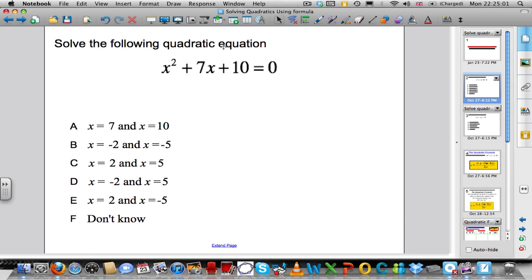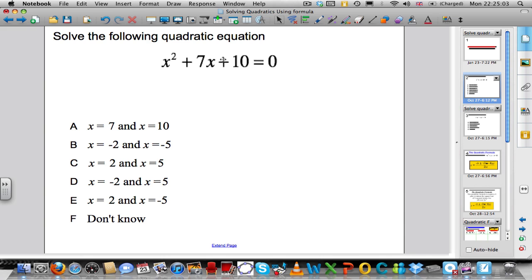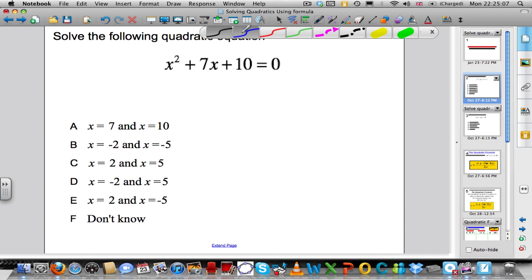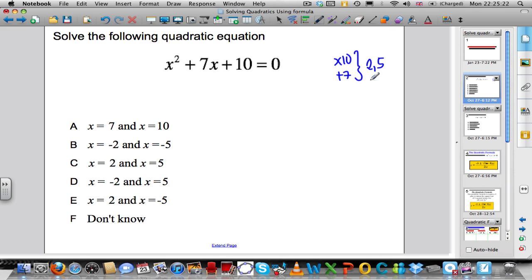Let's have a go at doing that first of all, because usually that is quite an easy method. So let's see if we can do it. We're going to try and factorise this first of all. So we want two numbers that multiply to 10 and add to 7. Having thought about it, the two numbers must be 2 and 5.